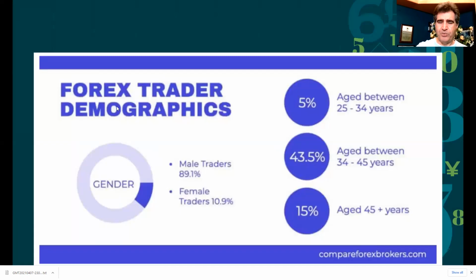Before I even go to more brokers, talking about the who, I just want to share with you some of the Forex traders' demographics.